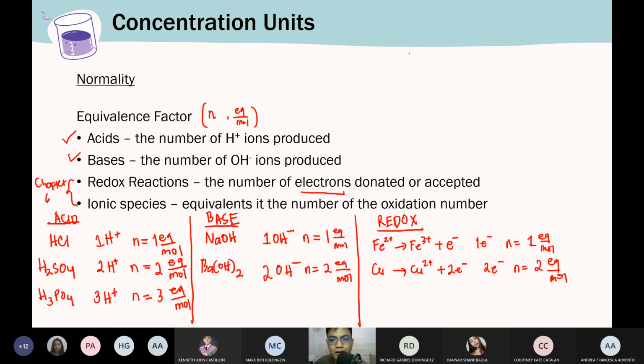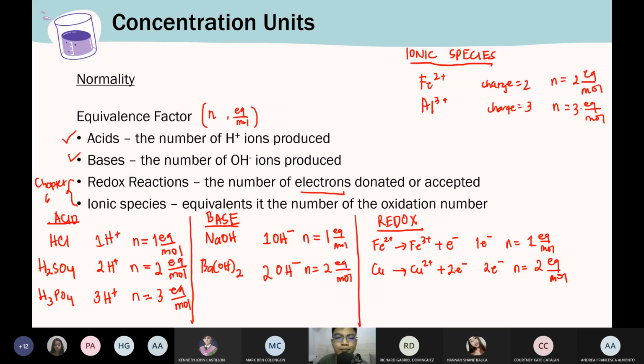Kapag ionic species naman, okay, so kulang na ako ng space, dito na lang. Okay, basically yung charge lang hinahanap niya. Kunwari, you have iron 2+. Charge is equal to 2. So meaning the equivalence per mole is 2 equivalents per mole. Aluminum 3+. So charge is 3. Okay. Regardless kung positive, negative yan, okay lang. So it has 3 equivalents per mole.